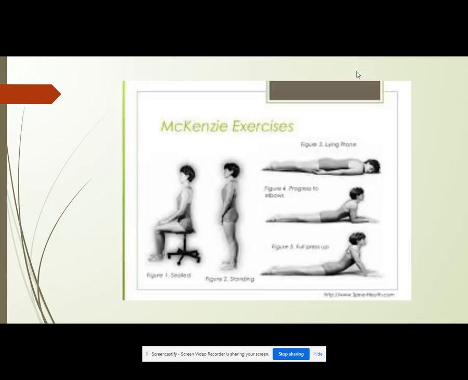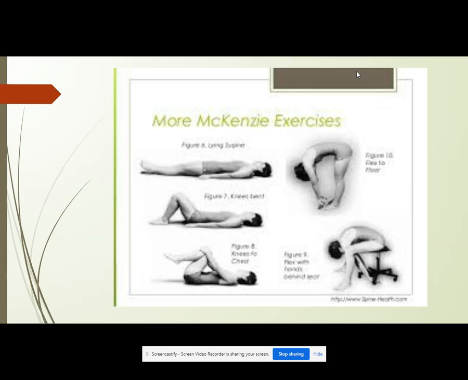McKenzie exercises. These are more of the extension exercises, remember? So we're going to be working on lifting up from our stomach and working on those extensors, those back extensors. Also, they bring similar stretching as well.